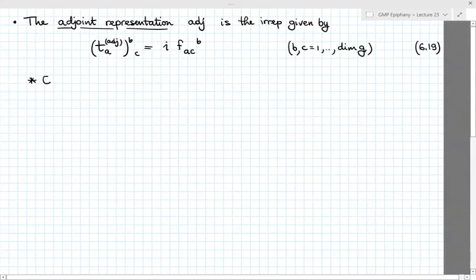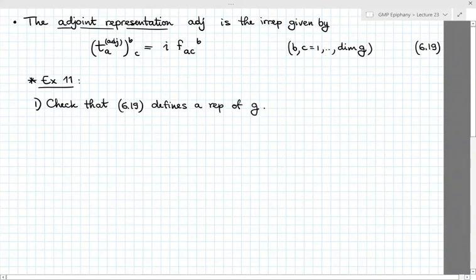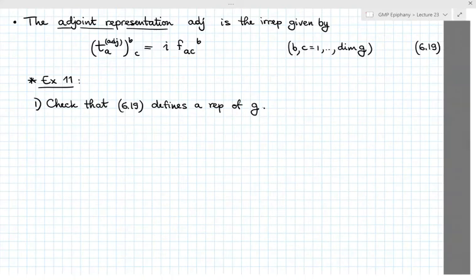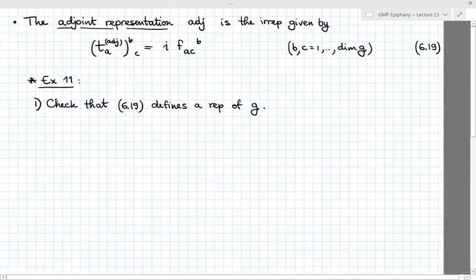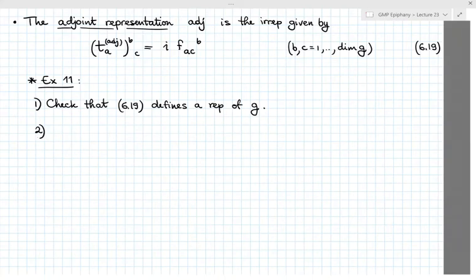And now an exercise about the adjoint representation. First of all, part one, check that 6.19 defines a representation of the Lie algebra. So you'll have to check that in the adjoint representation, the commutator of TA and TB is i f A B C TC. In part two, I ask you to connect the notion of adjoint representation in 6.19 with the adjoint action of the Lie algebra on itself that you will have encountered, I think, in the first term.